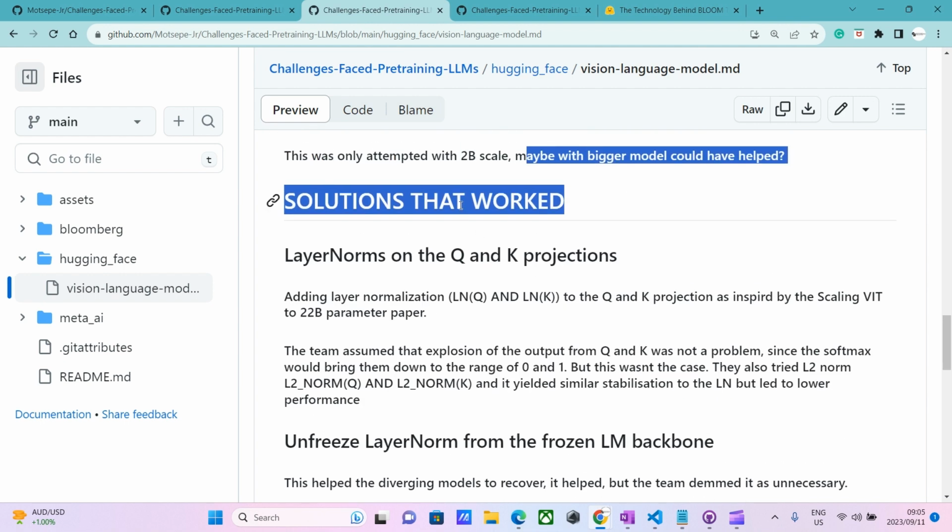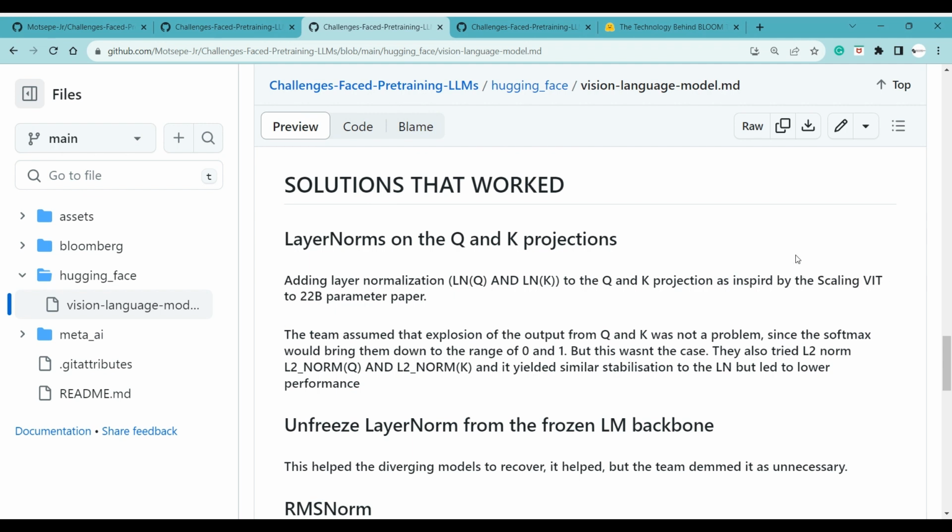So let's get into a solution that actually worked. Inspired by the paper from, I think it was Google, scaling ViT to 22 billion parameters, what the team did was apply the layer norm on the Q and the K projection. Initially they did not do this because the assumption was that the softmax will bring the values to a range of 0 and 1, even if that's the case. But then they realized that this did not stabilize the training. They did need to bring in these layer norms. They also tried L2 norm, a similar situation: it stabilized training, but they said it did not lead to high performance.